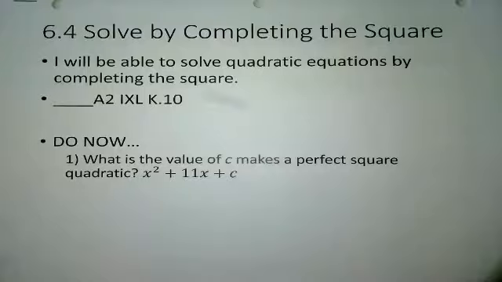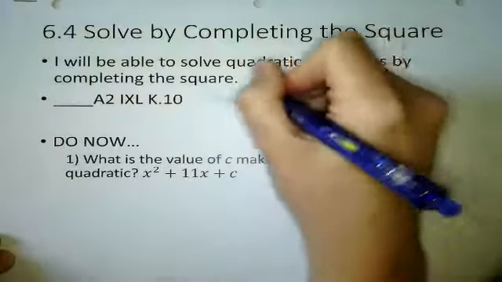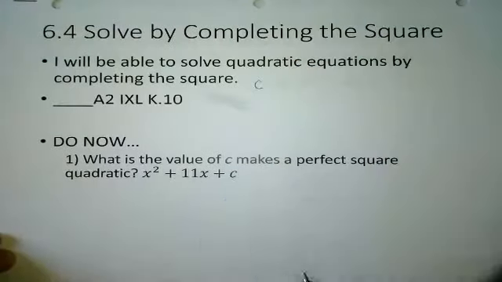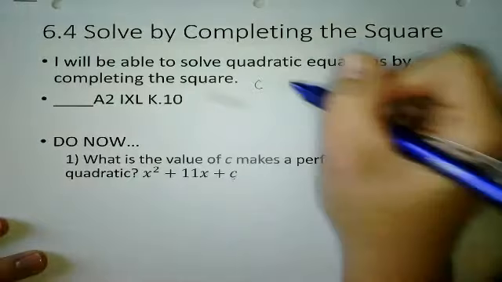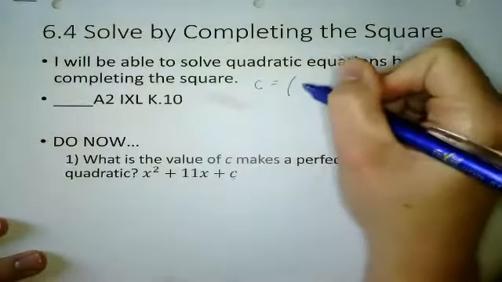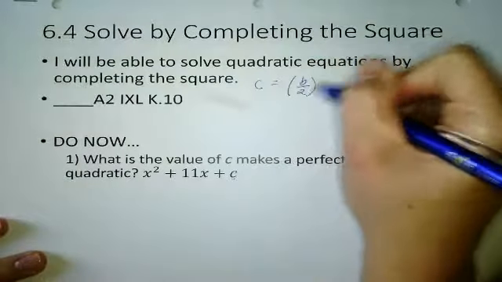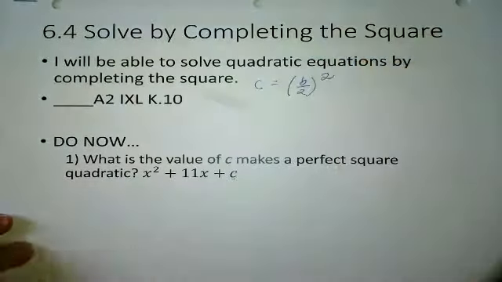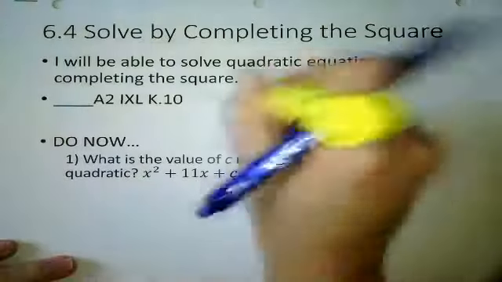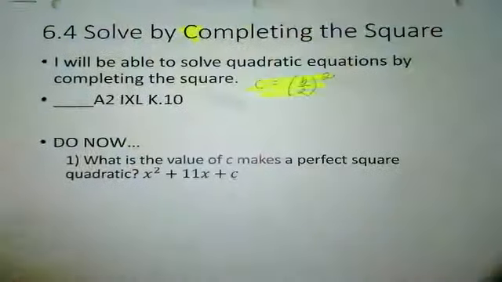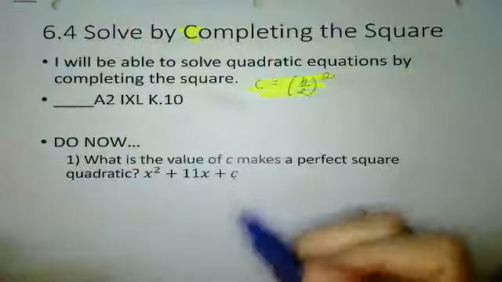So yesterday we learned how to find that value of c that makes a perfect square quadratic. And if you remember, that value of c we got by doing (b divided by 2) quantity squared. And that's definitely something we want to remember. That's c for complete the square, and it's a good one to know.